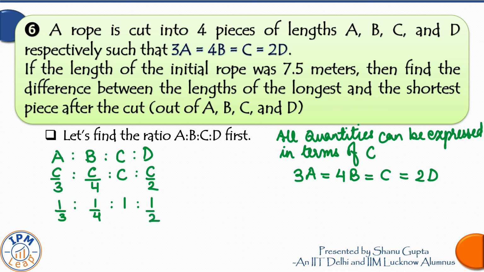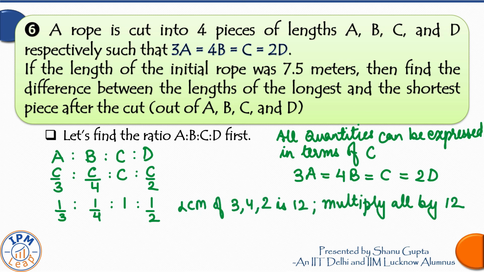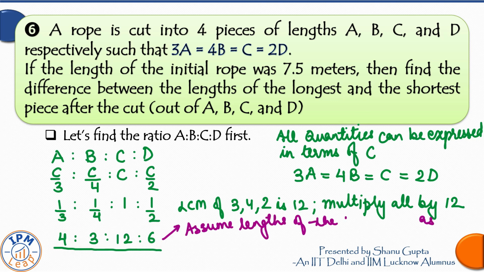4B is equal to C. B is equal to C upon 4. C is C itself and 2D is equal to C. D is equal to C upon 2. LCM of 3, 4 and 2 is 12. Multiply all quantities of this ratio by 12. We get the combined ratio as 4 is to 3 is to 12 is to 6. Basis which we can assume the lengths of the four pieces as 4K, 3K, 12K and 6K.